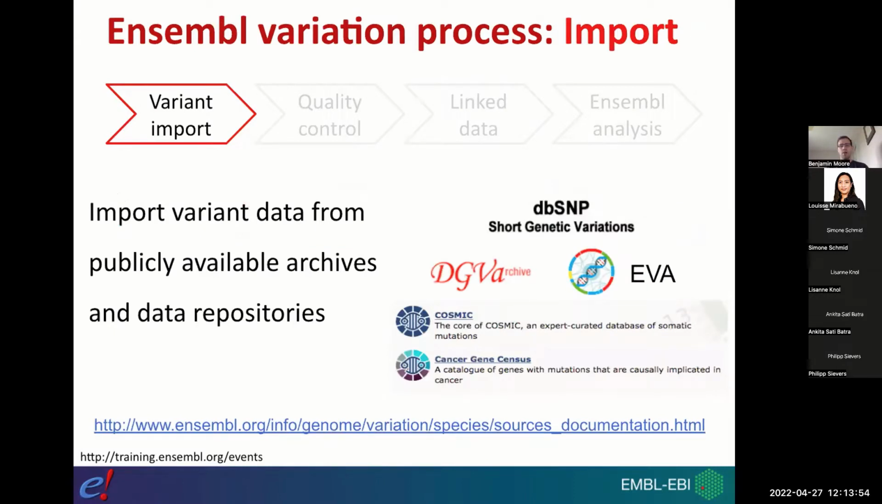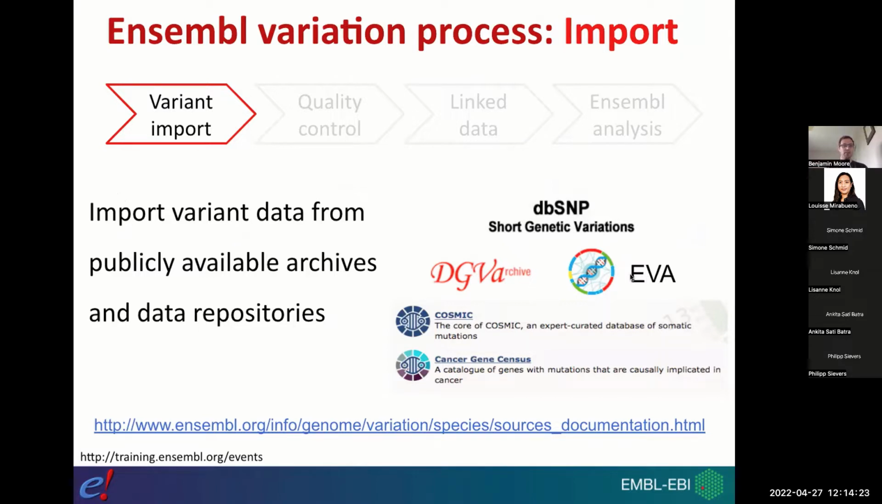So step 1 is the import of the data. As I said, Ensembl is not a sequencing project. So we look to a number of different variation data archives that are available, and we import the variation data from there. The most famous of these probably is called dbSNP. It's a database hosted by NCBI over in the States, and it's a database of short genetic variants for human. So we import human variation data from dbSNP.